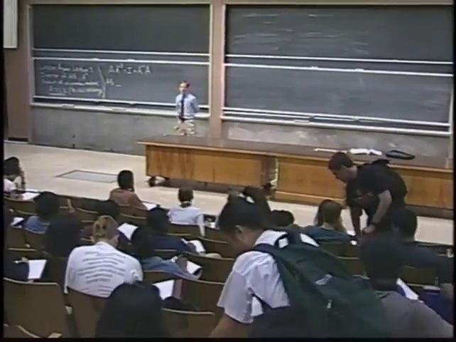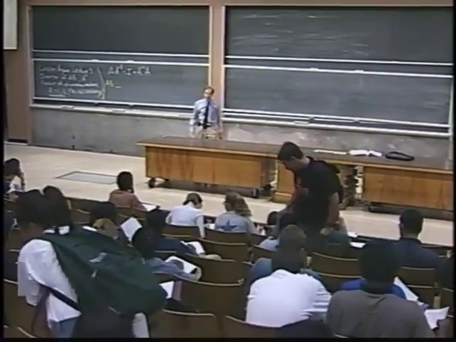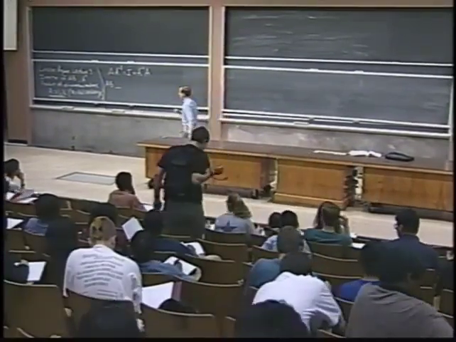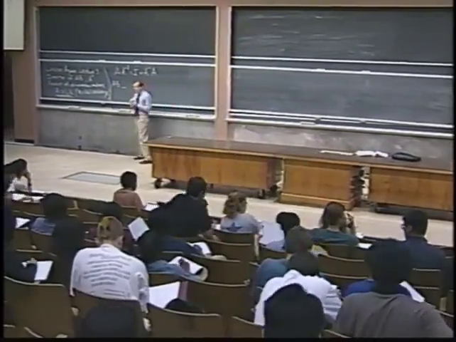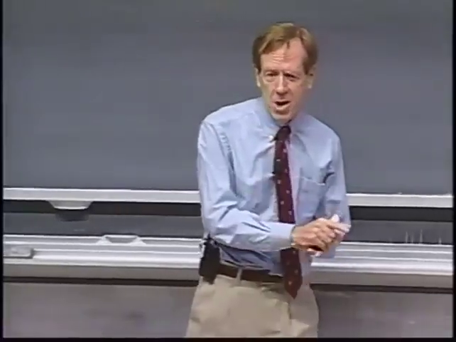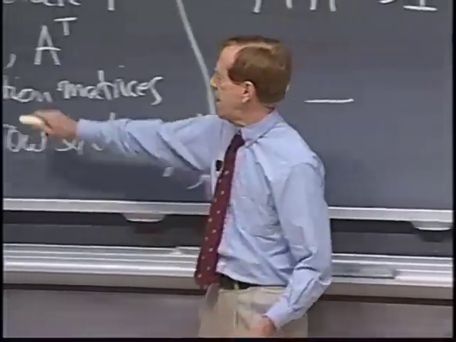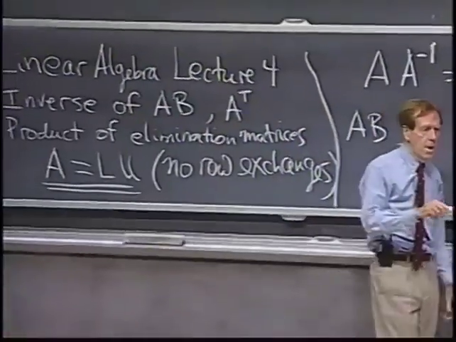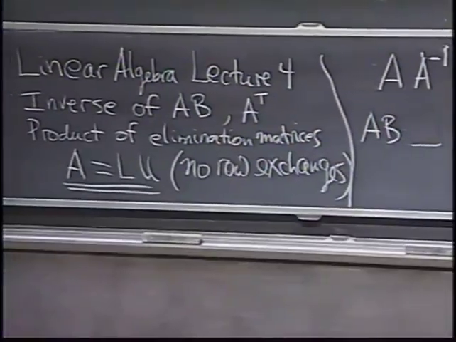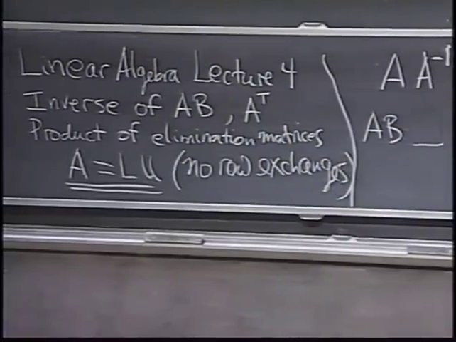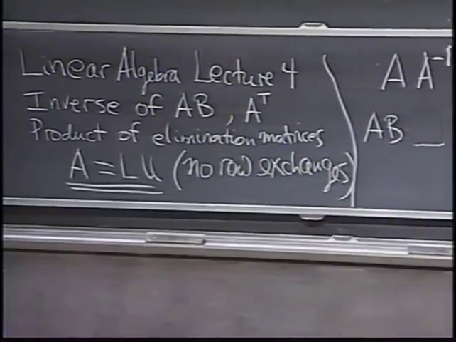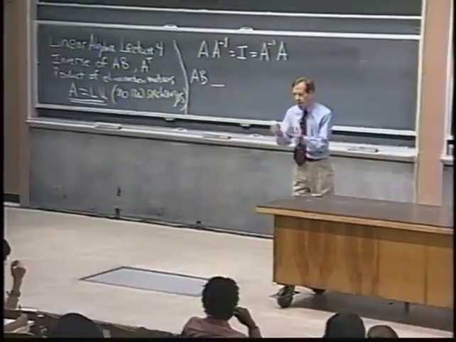This is Linear Algebra, Lecture 4. And the first thing I have to do is something that was on the list for last time, but here it is now. What's the inverse of a product? If I multiply two matrices together, and I know their inverses, how do I get the inverse of A times B?